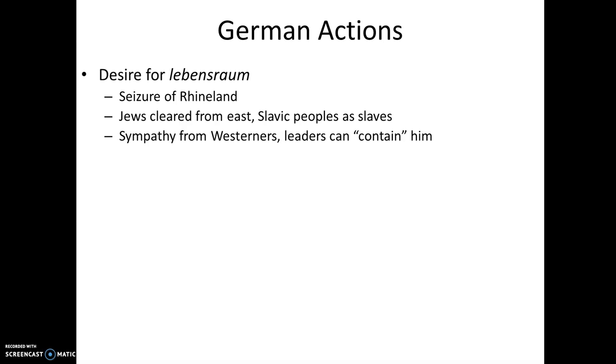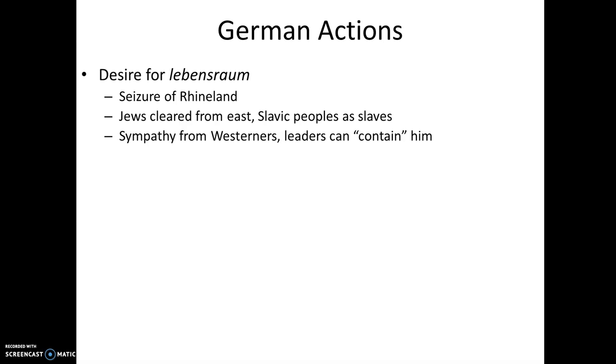The Germans seized the Rhineland in 1936, and the Rhineland is an area bordering France, and this is a direct violation of the Treaty of Versailles. There was no response from the League of Nations. None. So Hitler believed it was open season.